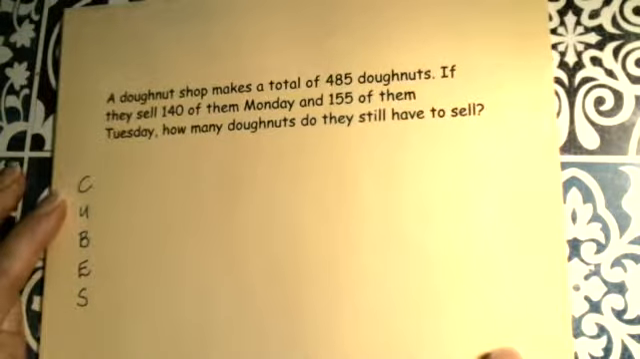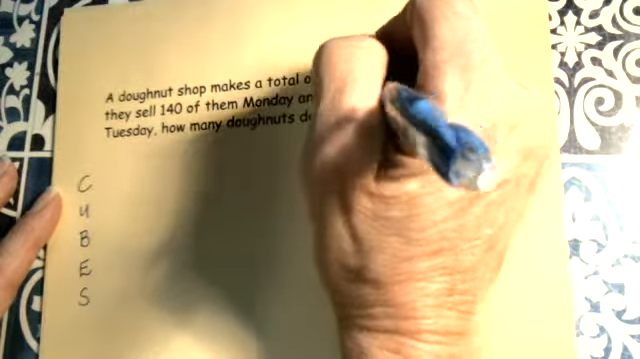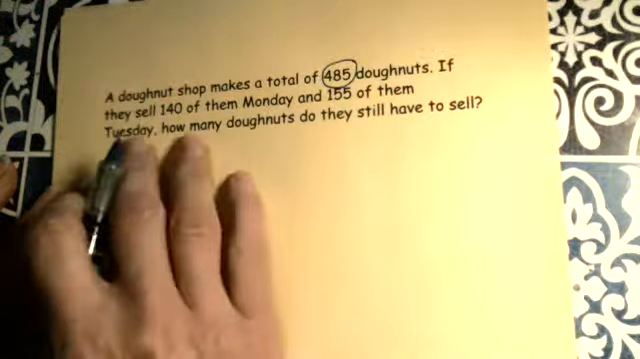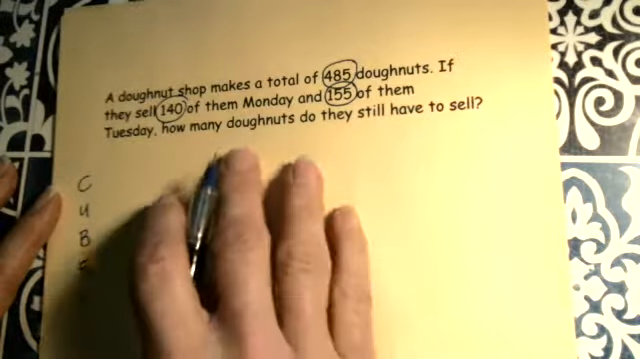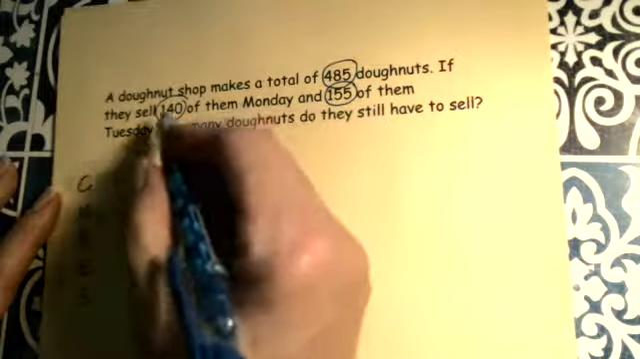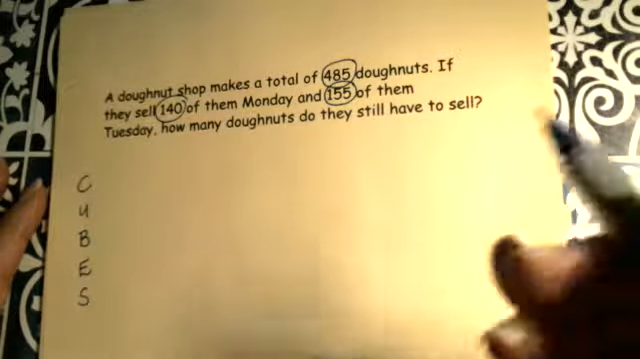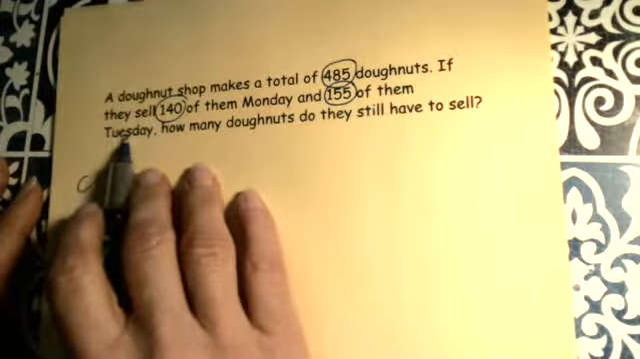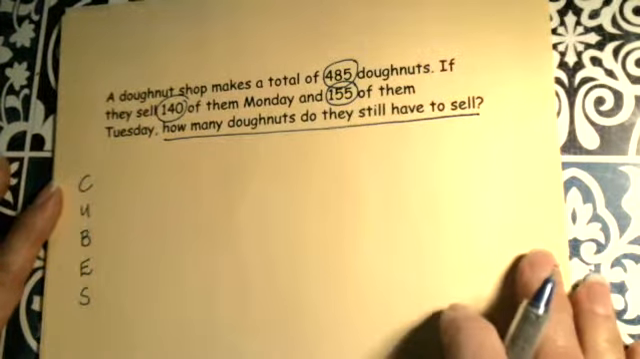And the first thing that I'm going to do is circle the numbers, the important numbers. A donut shop makes a total of 485 donuts. If they sell 140 of them Monday and 155 of them Tuesday, how many donuts do they still have to sell? Okay, so I've circled the important numbers. Now I go to the U, which means underline the question. So the question is, how many donuts do they still have to sell?